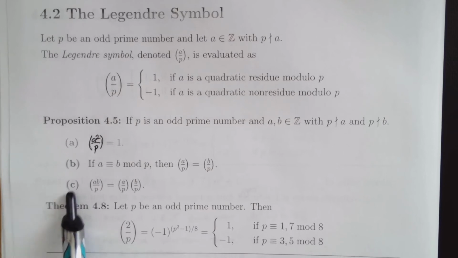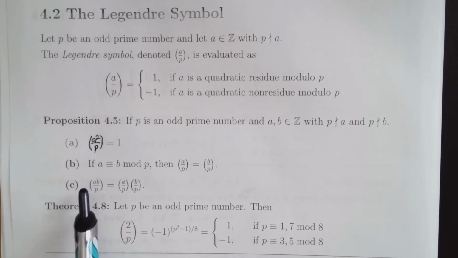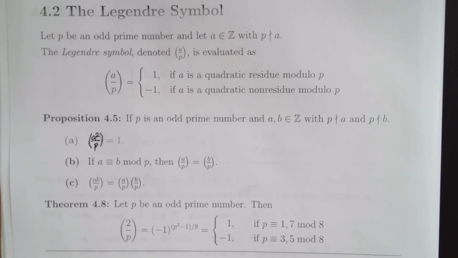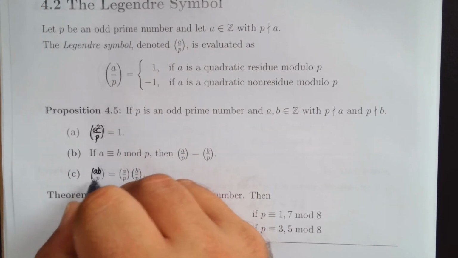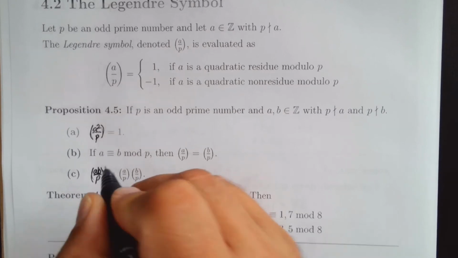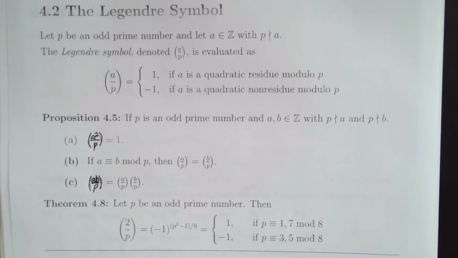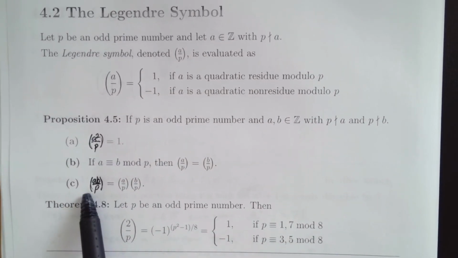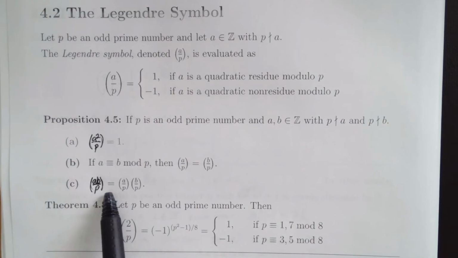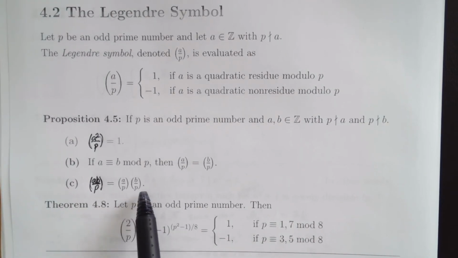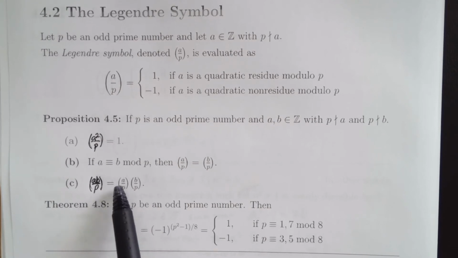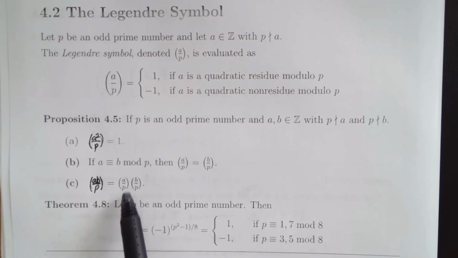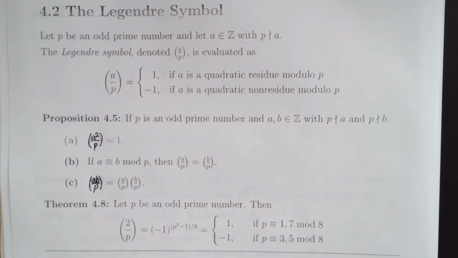And proposition 4.5c says that if I have a product, an A times a B, and I want to know whether that is a quadratic residue modulo P, then I can look at it as a product of two Legendre symbols: the Legendre symbol of A modulo P and the Legendre symbol of B modulo P. So I can break things down.